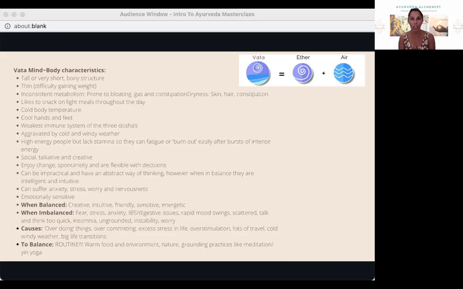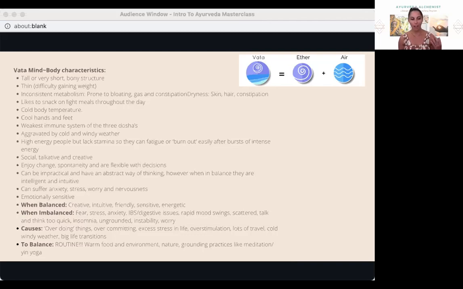can be very short. They usually have a bony structure. And so also that's more of the body structure of a Vata person. But remember, you can have Vata mind and mental capacity, which may not reflect the Vata body. They often have difficulty gaining weight. They can have an inconsistent metabolism. They're very prone to bloating and gas and constipation and dryness because of the ether and the air element. They can get really dry skin and hair. They often like to snack on a lot of light meals throughout the day. However, this isn't great for Vata. Often we are compelled to do the things that aren't great for us.